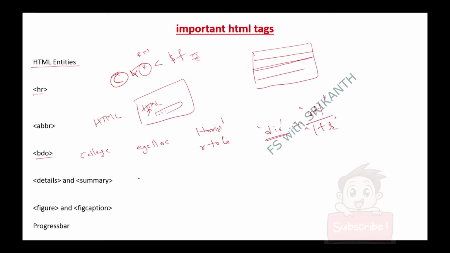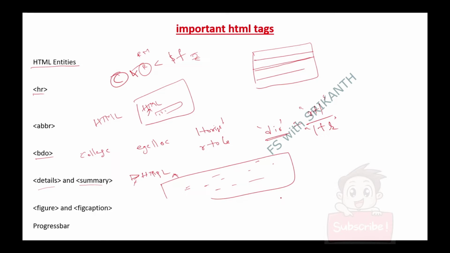Next, details. Suppose you want to expand your code and collapse your code. Suppose you have some HTML content, introduction to HTML, and there is a click symbol here. When you click it, automatically some particular lines will be described. When you click again, it will collapse. Expansion and collapse are done with the help of details and summary, and also figure and figcaption.